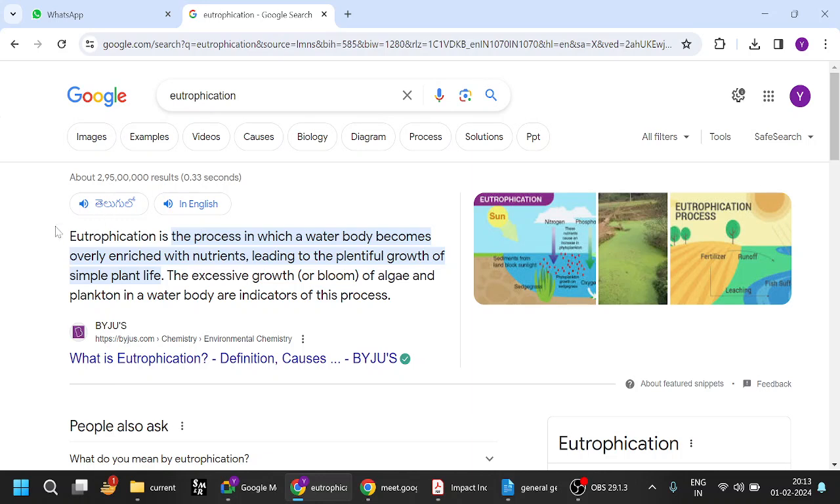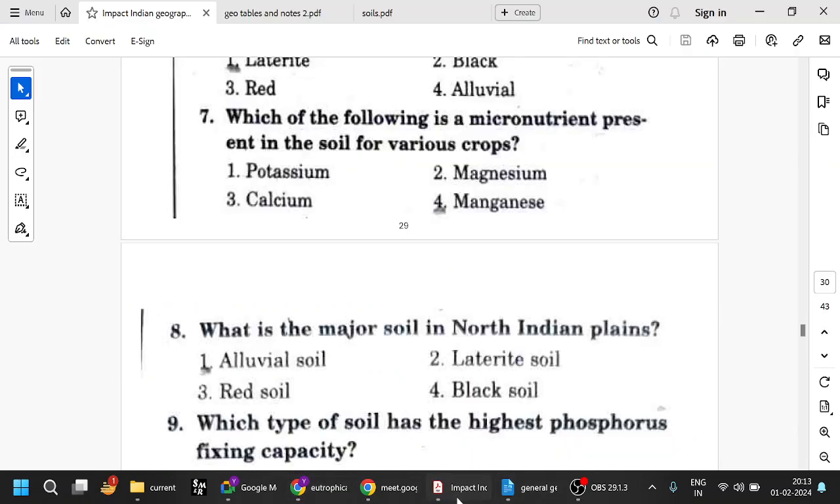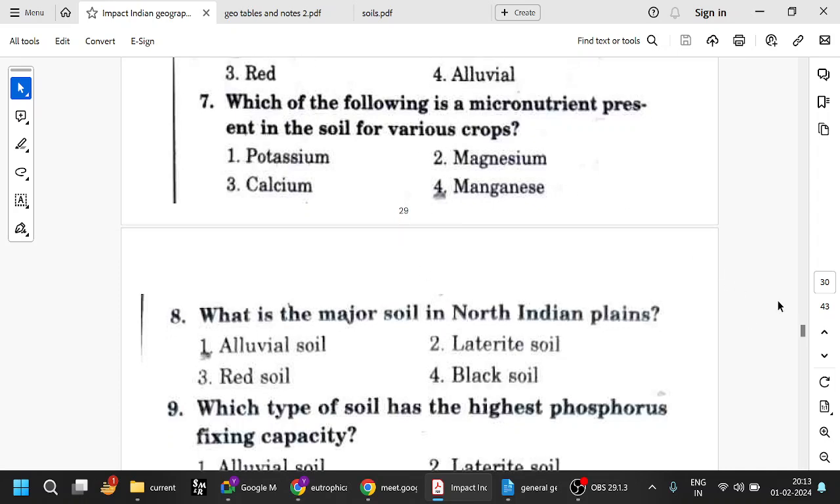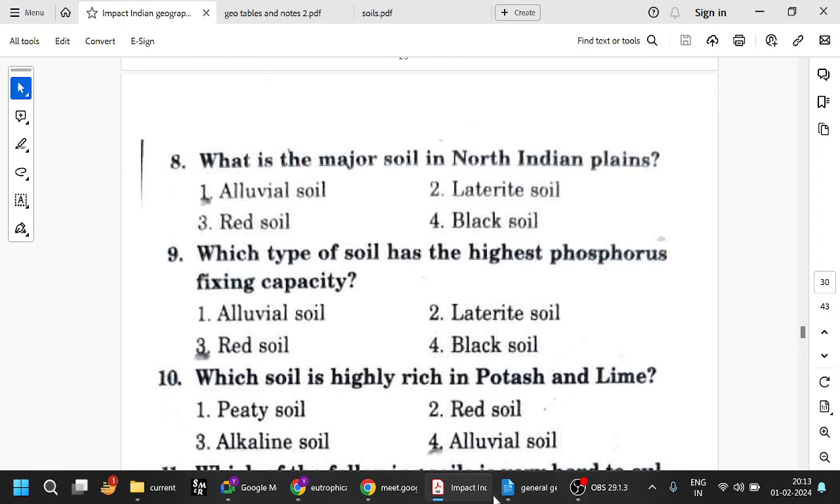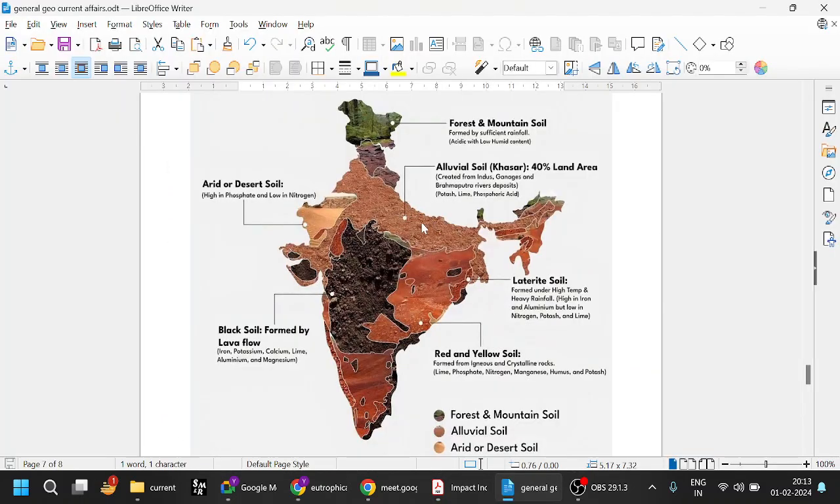So eutrophication is a bad phenomenon. It is not good. Okay. So marine life will not get enough oxygen because of eutrophication. Anyway. So what is the major soil in North Indian plains? Multiple times we have seen alluvial soil. Okay. Major soil is alluvial in the North Indian plains.